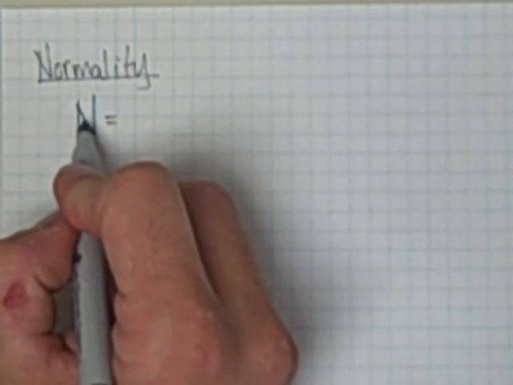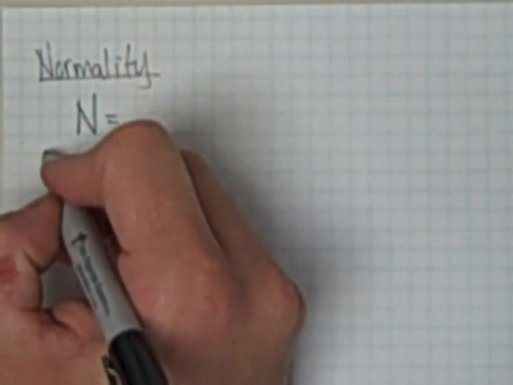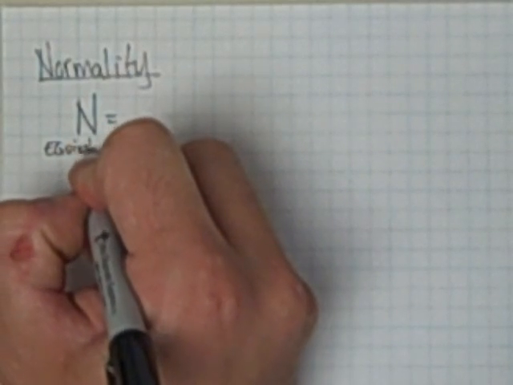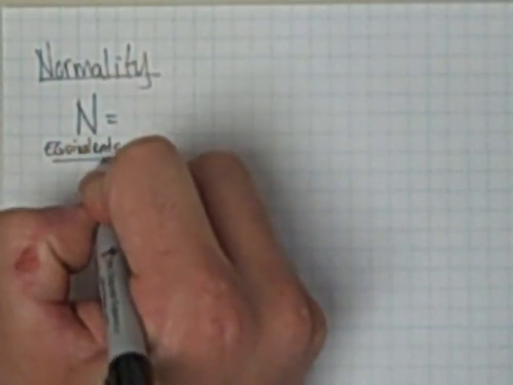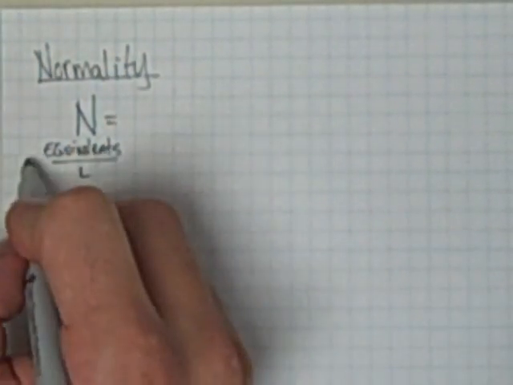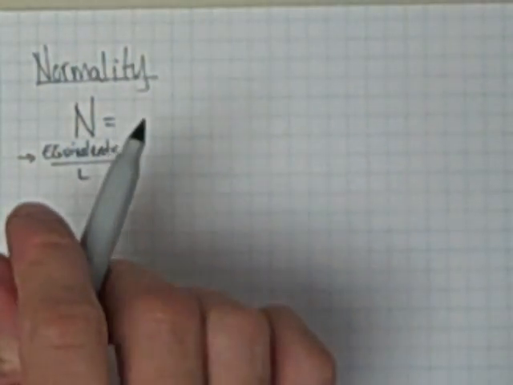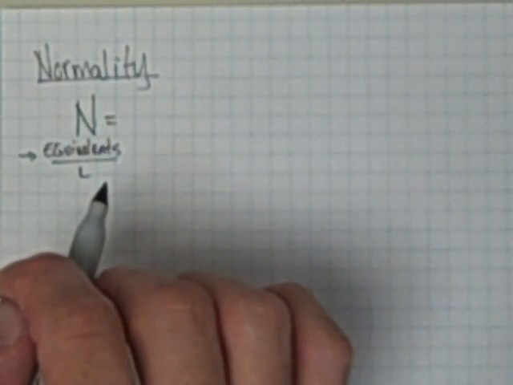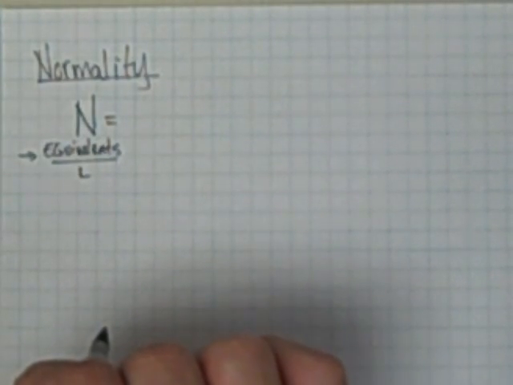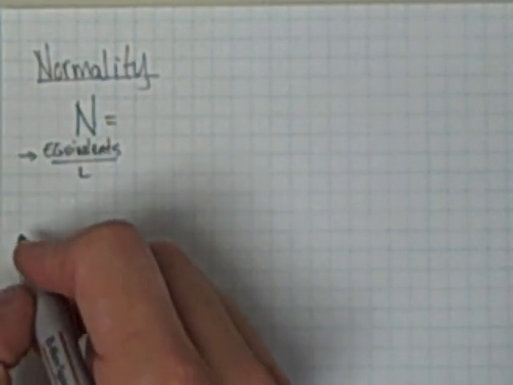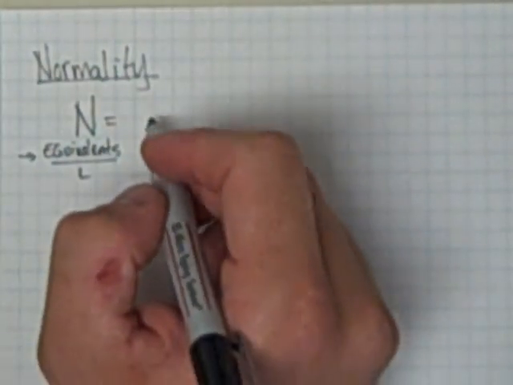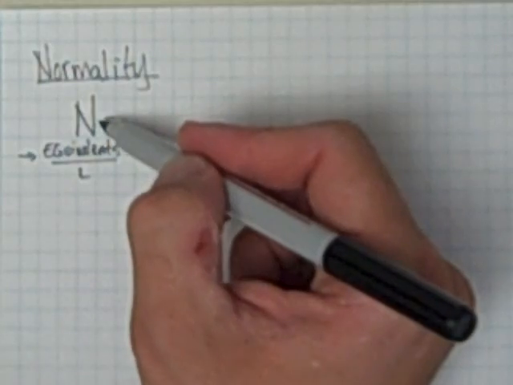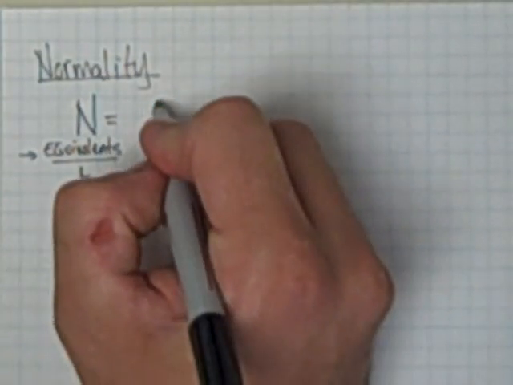So I have normal, which is really the same as equivalence per liter. And remember, equivalent has reference to my gram molecular weight, my grams, and then also the valence of that compound that I'm dealing with. So we'll see how that plays out here in just a second. So equivalence per liter is essentially the units for normality.